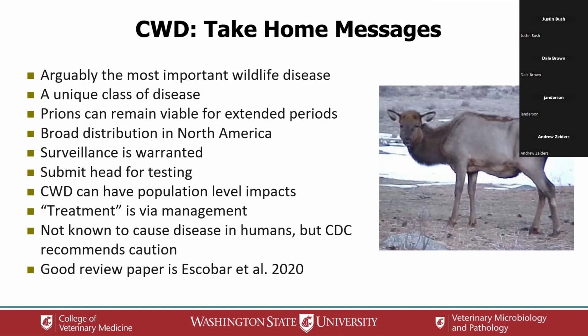If you ever have an animal that you think might have chronic wasting disease, the best thing is to take the head. There's a portion of the brain and retropharyngeal lymph node, it's called, that can be submitted for testing. Remember, don't shoot the animal in the head if it's a CWD suspect, because we want that brain tissue intact.